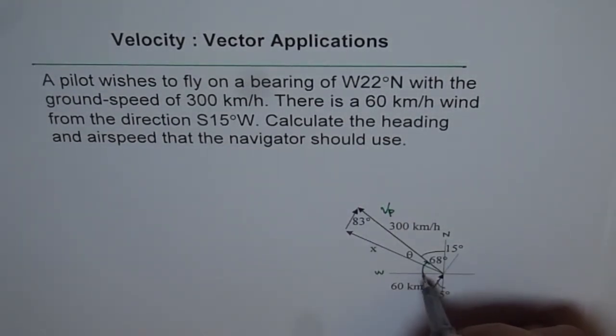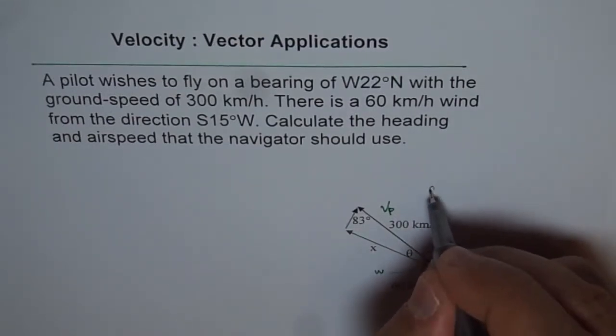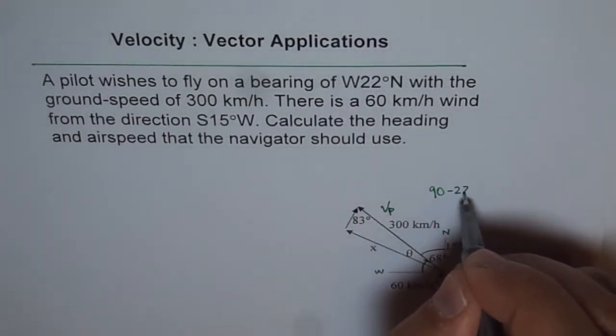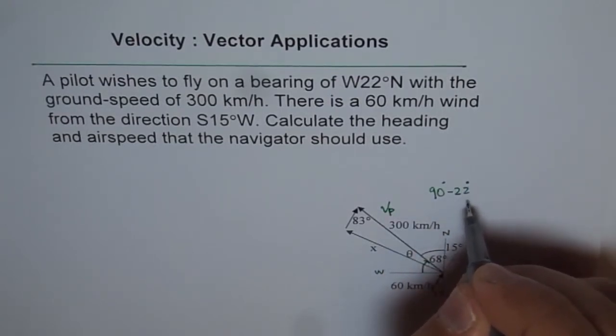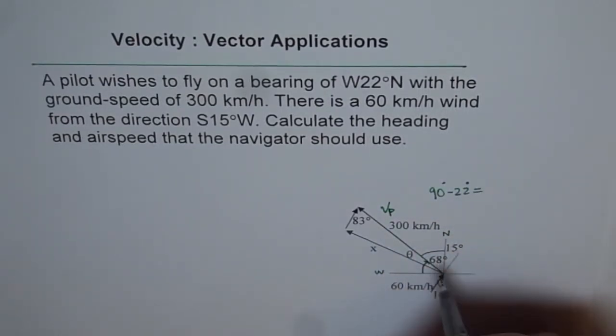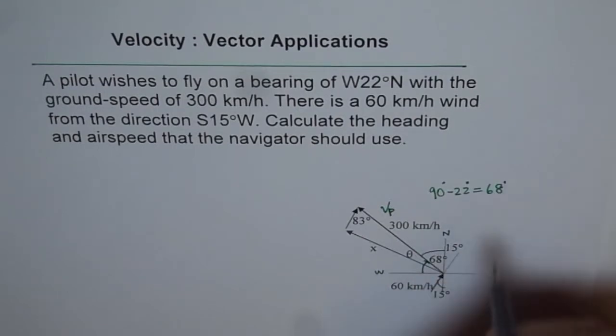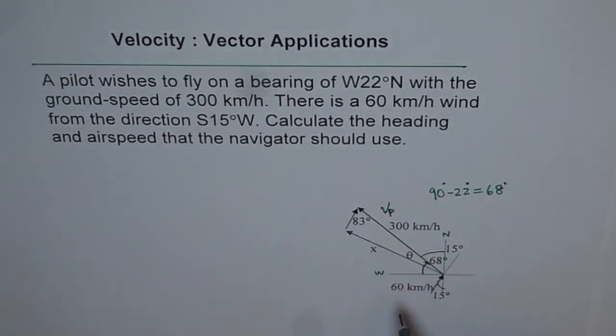Now if this is 22 degrees, then from north it will be 90 minus 22 degrees, right? So I'm just showing how to do all these calculations, and we get 68 degrees there. Correct? So that's the first thing.